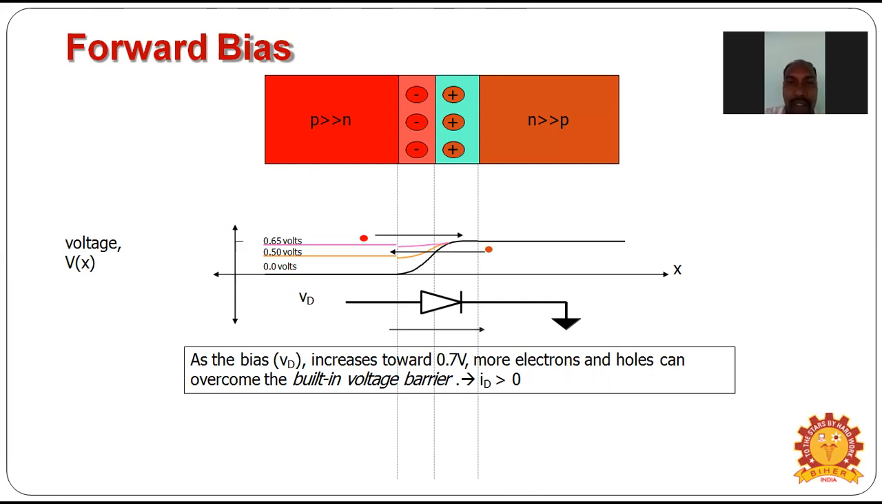After that it will reach 0.65 volt. This is gradually increasing along the x-axis level, and after that it will maintain that normal level. As the bias VD is increased towards 0.7 volt, more electrons and holes can overcome the built-in voltage barrier.